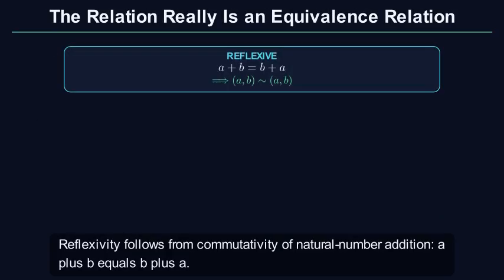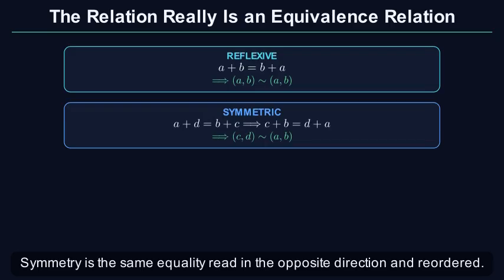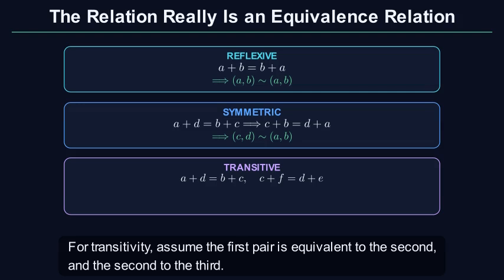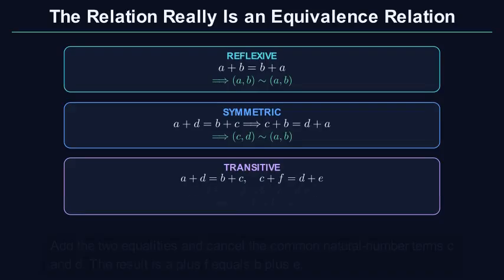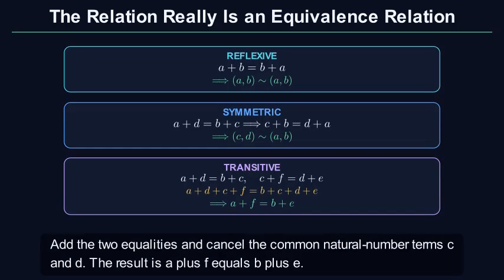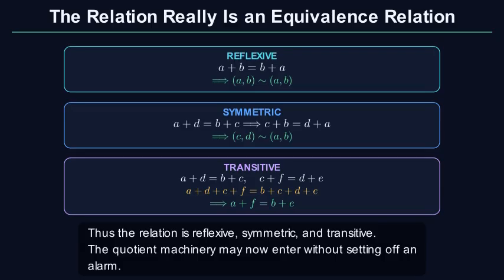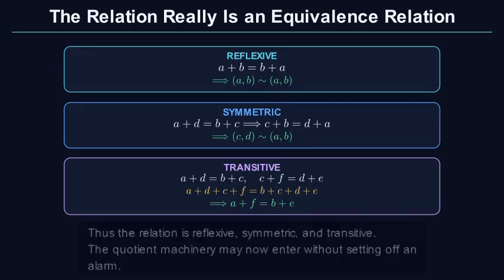Reflexivity follows from commutativity of natural number addition. A plus b equals b plus a. Symmetry is the same equality read in the opposite direction and reordered. For transitivity, assume the first pair is equivalent to the second and the second to the third. Add the two equalities and cancel the common natural number terms c and d. The result is a plus f equals b plus e. Thus the relation is reflexive, symmetric, and transitive. The quotient machinery may now enter without setting off an alarm.